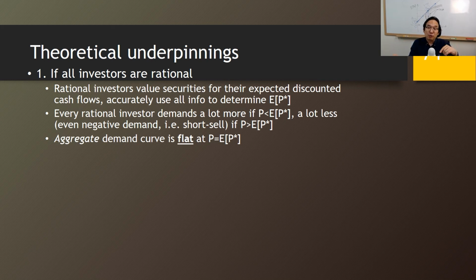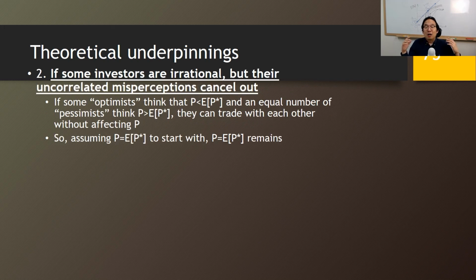Number two: part of the investors are rational and the other part are irrational, but these irrational investors are split half and half, so that half of them are optimists and half of them are pessimists, and their tension balances each other out. So the rational investors will be determining the price. That is when the demand curve gets flat.